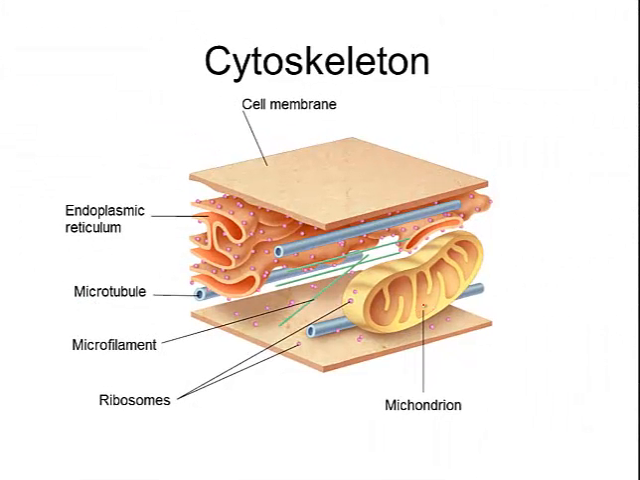So this is what your cytoskeleton might look like. Here you have your cell membrane on either side, and you will have these different microtubules and microfilaments all inside, and you can see they're attached to the different organelles, and they're supporting it and giving it the structure that it needs.